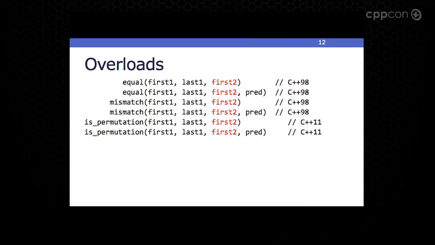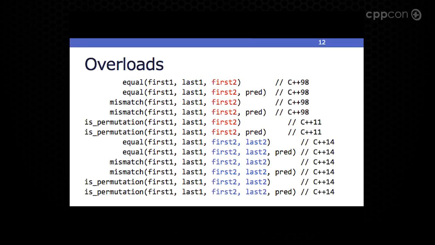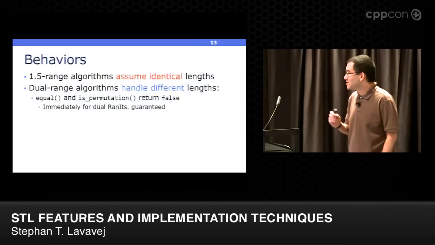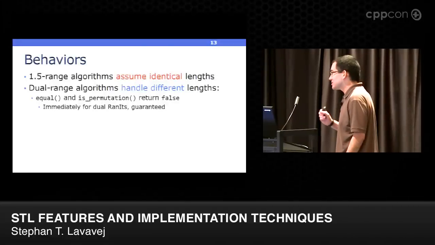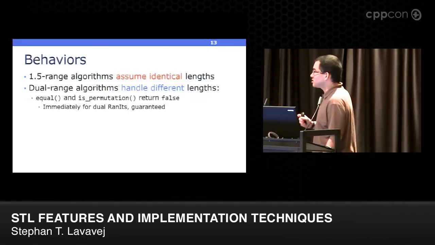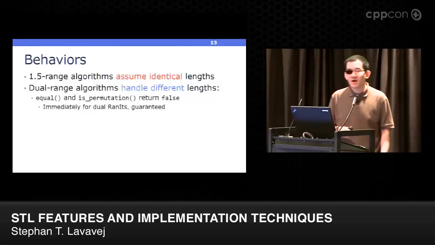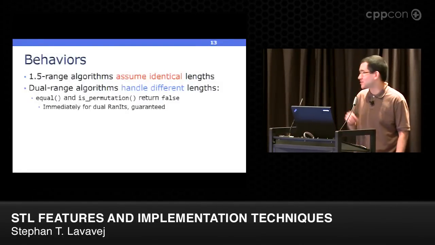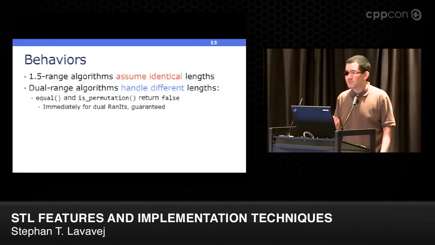C++11 added is_permutation algorithm, mostly for the unordered containers, but it imitated the exact same interface as equal. So it's also afflicted by this problem. And then C++14 adds these dual range algorithms, also with predicate forms, that we should be calling. So the difference in behavior is that if you're calling one of these range and a half algorithms, they assume that the length of the second range is exactly the same as the length of the first range. If the second range is shorter, undefined behavior, as we saw. If the second range is longer, extra elements will simply be ignored because it's only comparing the prefix of that second range.